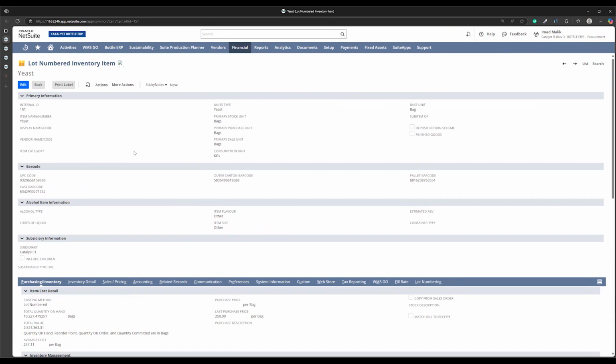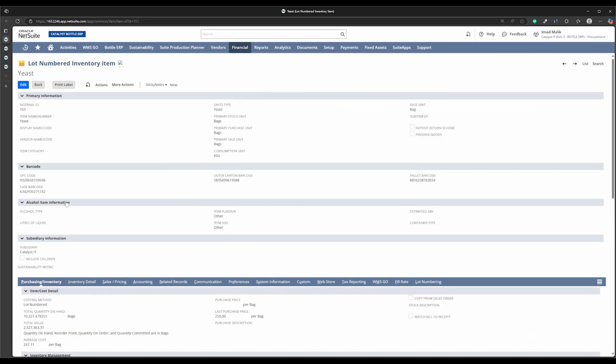We've got a second item called yeast, which is similar, same sort of setup, lot numbered inventory item. In this case, because it's yeast, we are using units of measure as well to manage our component, where we're saying we're buying and potentially stocking in generally bags, but when we consume it, it's in kilograms, so that we can denote the difference between how many bags we've used to how many kilograms were used in those bags as well as part of the spirit production process.